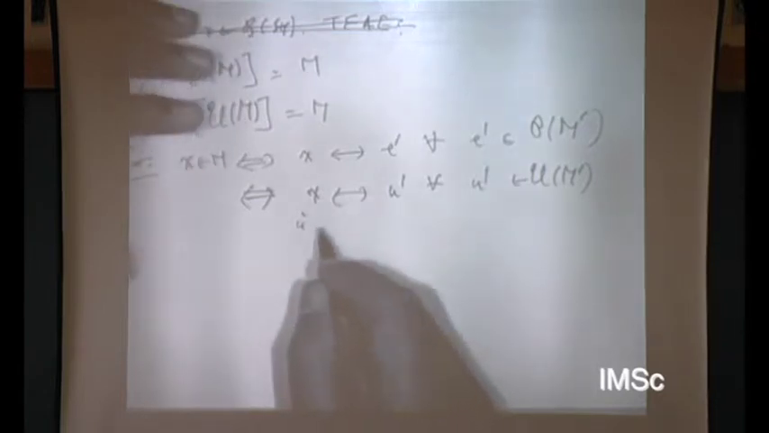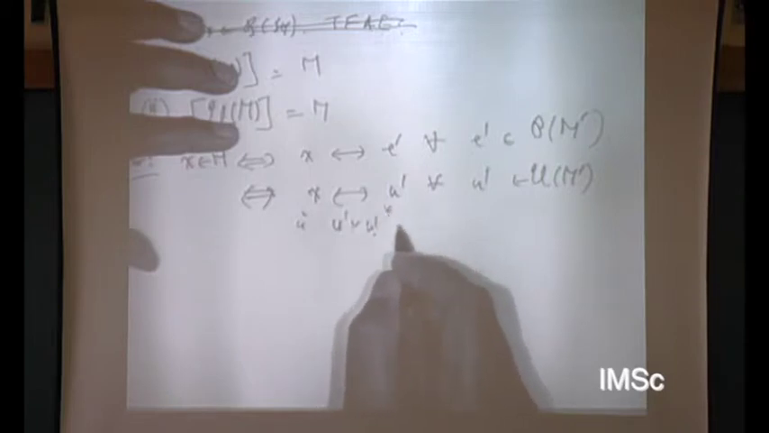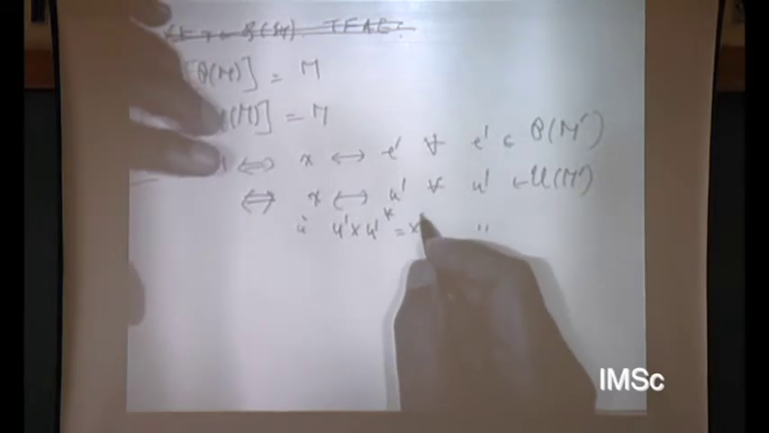But this is equivalent to, because U prime is invertible and the inverse is the adjoint, saying that U prime X U prime star equals X for all U prime in U of M prime. Equal to X, sorry.